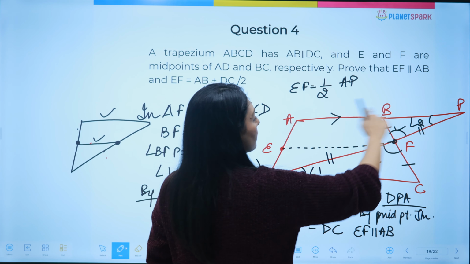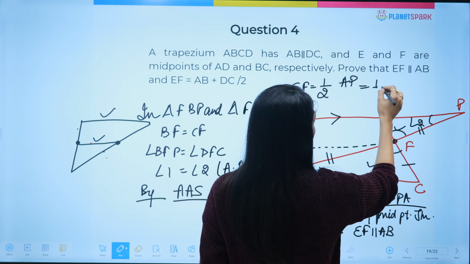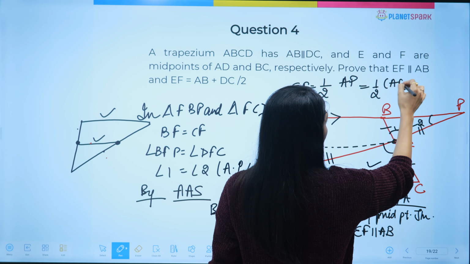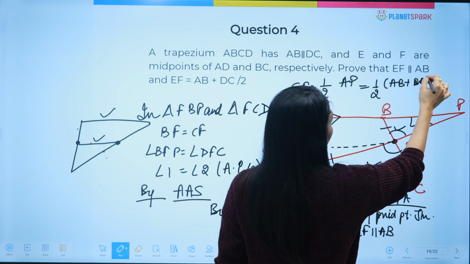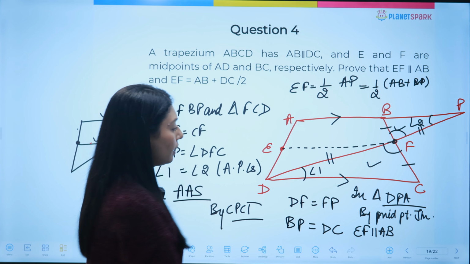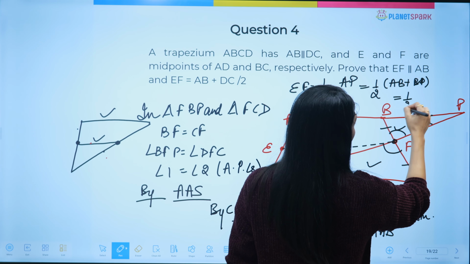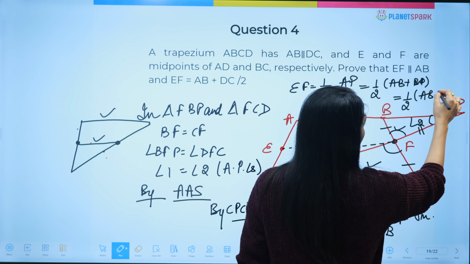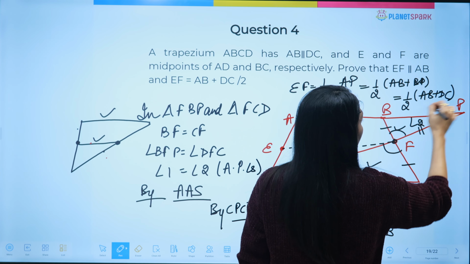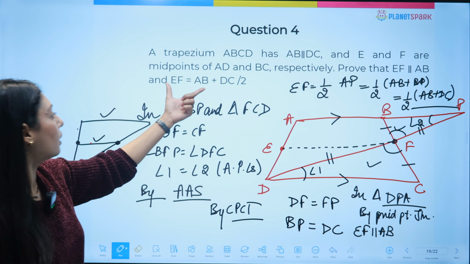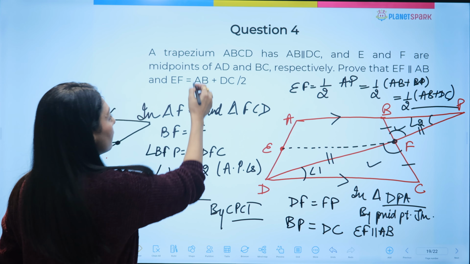Now, AP is what? AP is, yes, everybody, AB plus BP. And BP is equal to what? Yes, BP is equal to DC. So I can write here half of AB plus DC. Isn't that the result that we have to prove here? Half of AB plus DC, right?